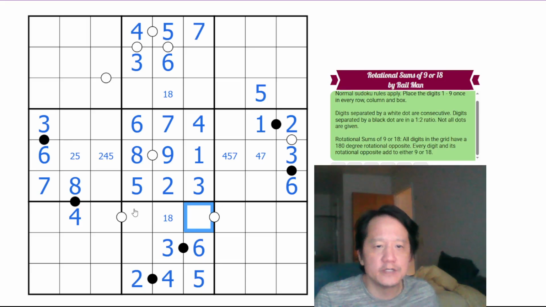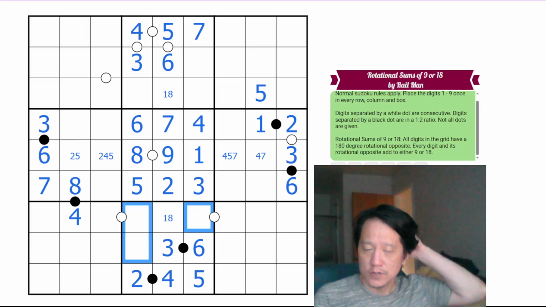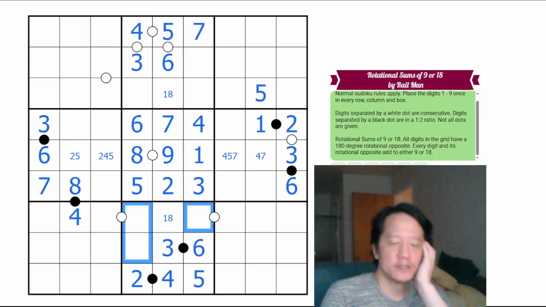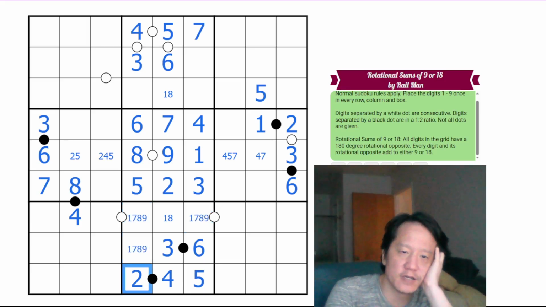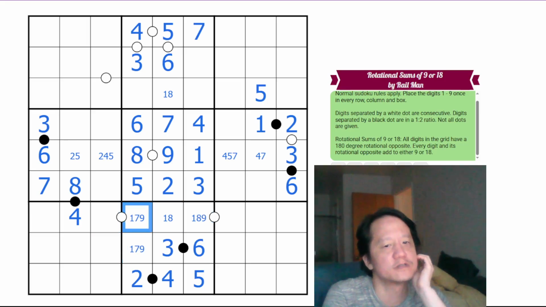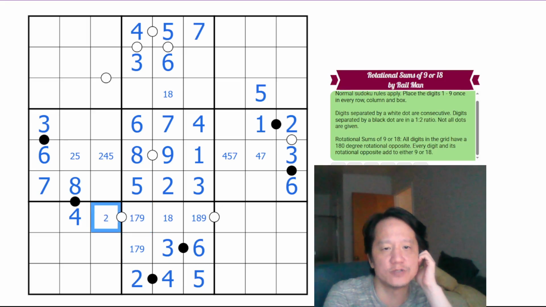Okay, remaining digits of this lower central box, we have 1, 7, 8, 9. No 8 here, no 8 here. And this can't be 7. These digits are consecutive. If this is 1, this has to be 2.